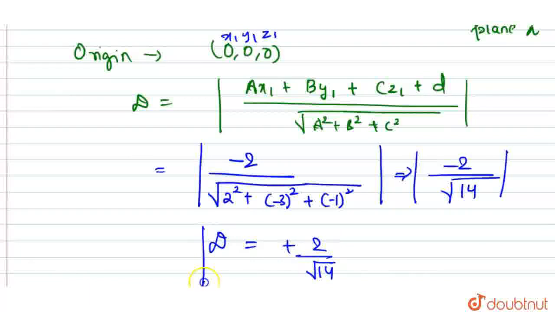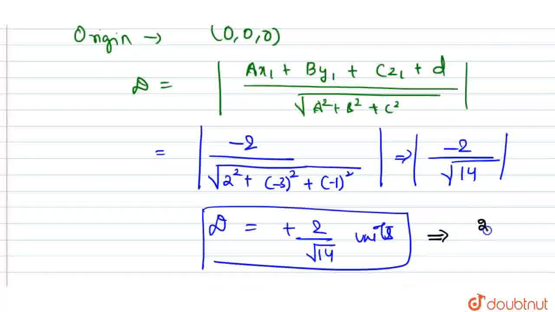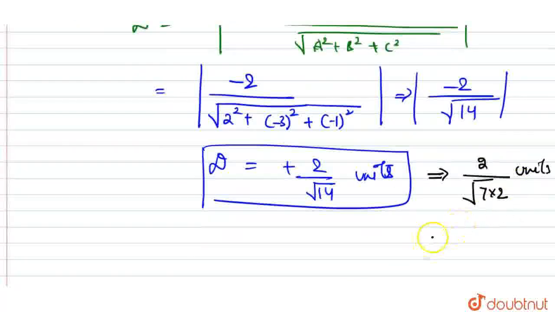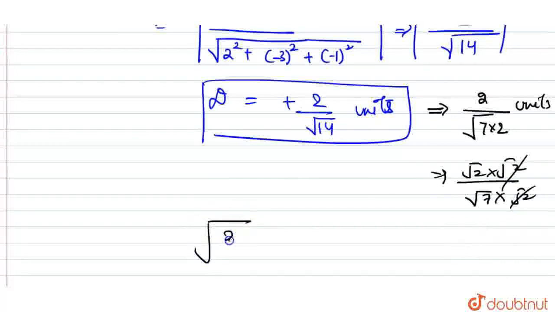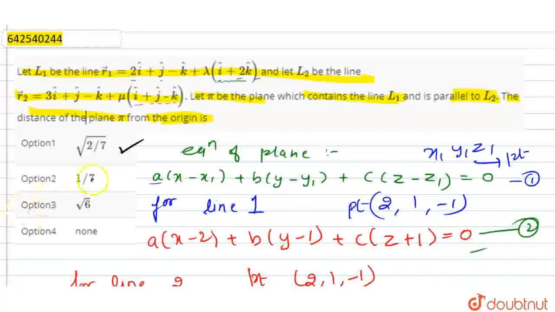So this is our distance, 2 upon root 14 units, and it can be written as 2 upon root of 7 into 2 units. Root 2 and root 2 will cancel out, since 2 can be written as root 2 into root 2, and the denominator becomes root 7 into root 2. So finally we have root under 2 upon 7 units as the final answer. Let's check our options now. We can see we have option 1 as our answer. So this is our answer.